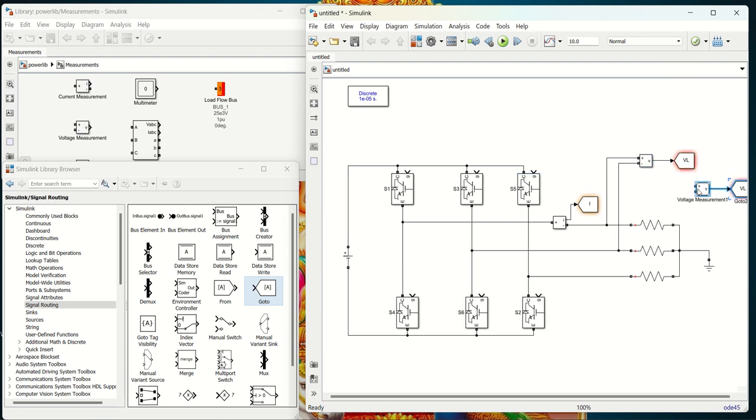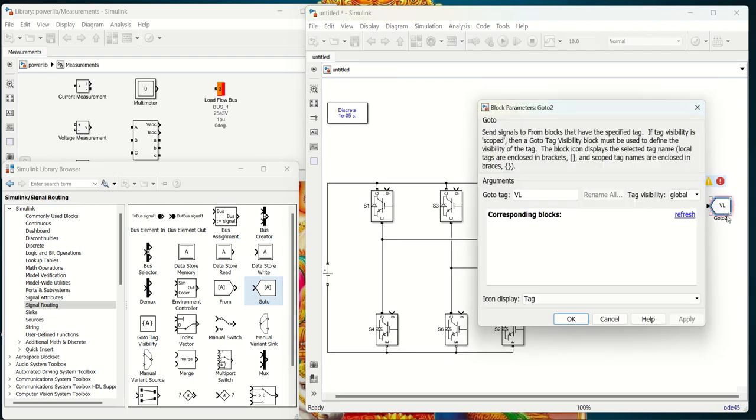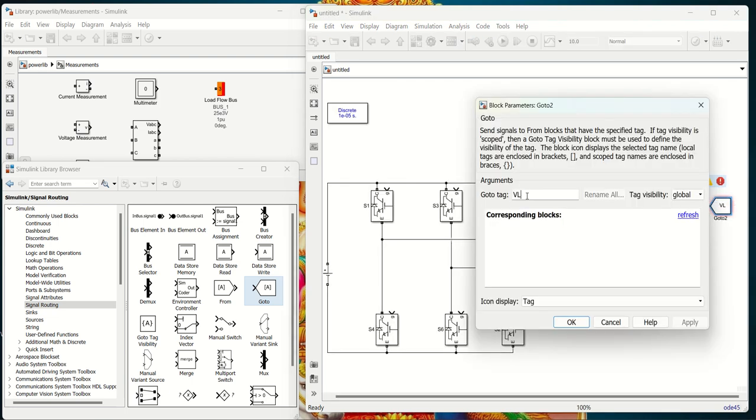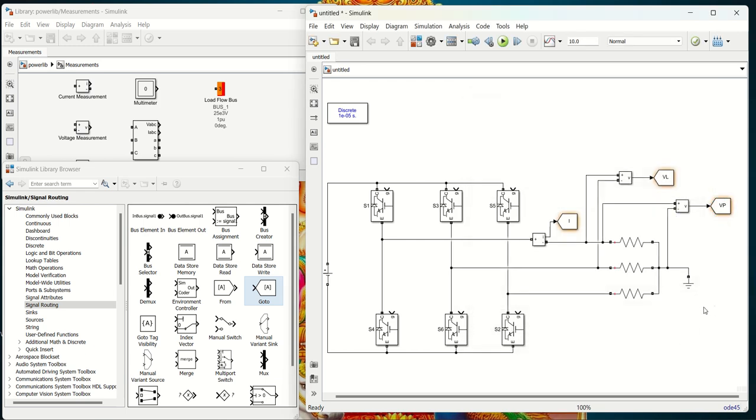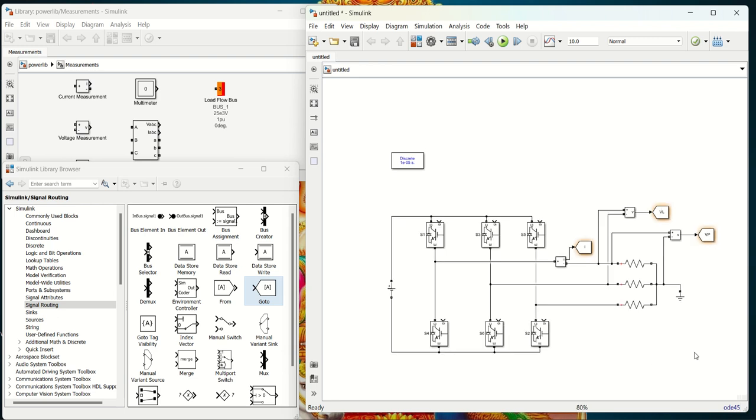Now I want to calculate the phase voltage also. Then how to calculate the phase voltage? You take one phase and the neutral. Then I will take it as V phase. Okay, phase voltage. What is the relation between line voltage and phase voltage? Line voltage is equal to root 3 times phase voltage.